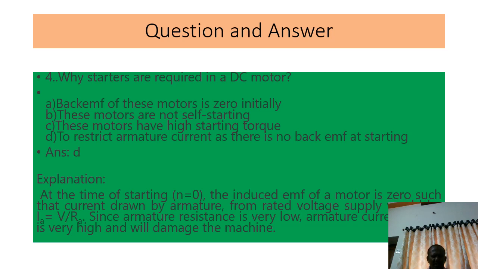Answer D is correct. At the time of starting, N is equal to 0 and the induced EMF of the motor is 0, such that the current drawn by the armature from the rated voltage supply is IA equal to V by RA. Since the armature resistance is very low, the armature current is very high and will damage the machine.